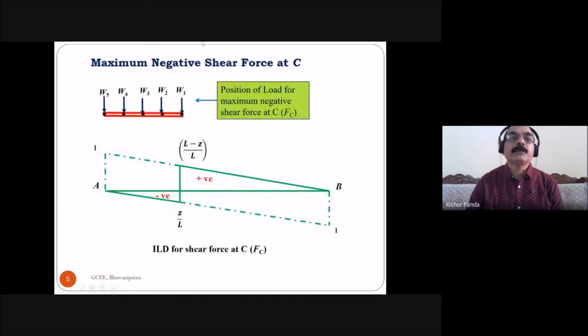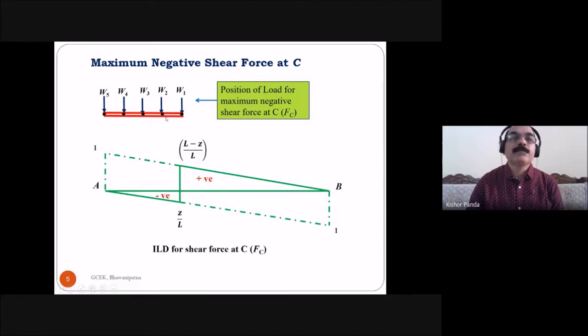Coming to the maximum negative shear force at C. This is the train of concentrated loads, and this is the position of load for maximum negative shear force at C. This is the influence line diagram for shear force at C, and you know the maximum negative shear force ordinate is Z by L and the maximum positive shear force ordinate is L minus Z by L, as already known for a simply supported beam.